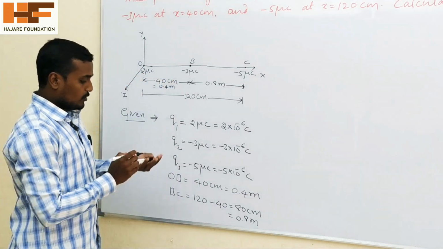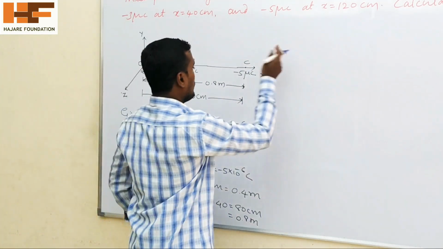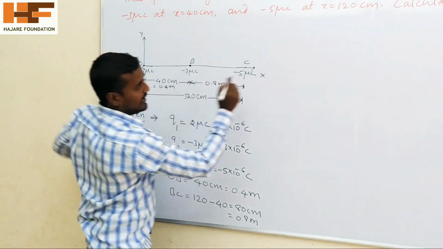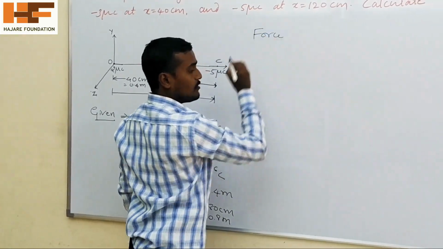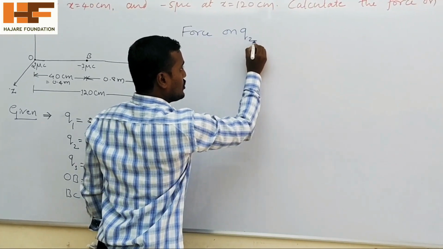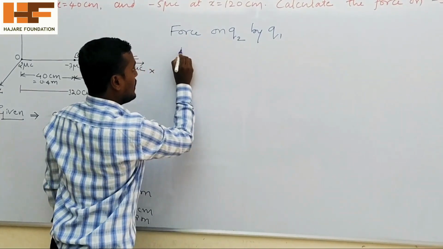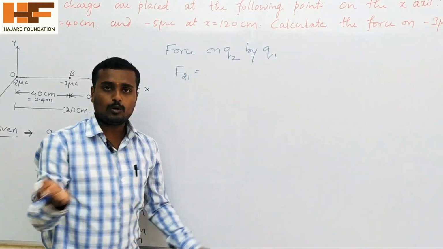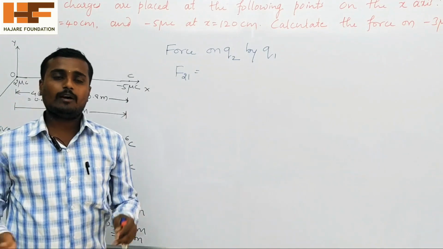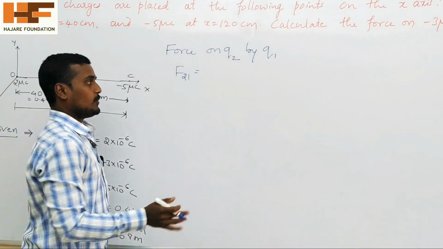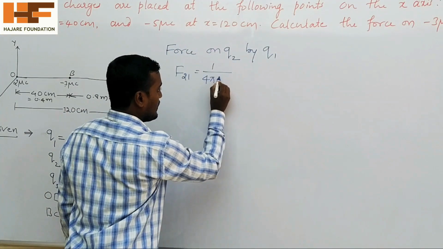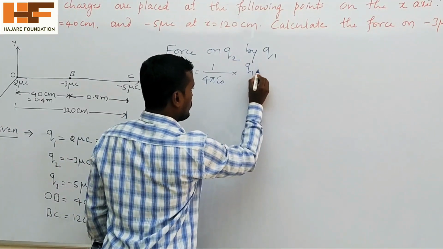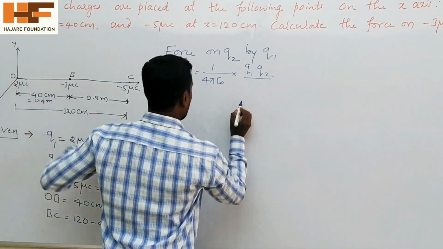Now one by one we have to calculate. The first one, force on Q2 by Q1. How to write this? F21. F21 is equal to, we know the formula according to Coulomb's law. F is equal to 1 by 4 pi epsilon naught into Q1 Q2 divided by R square. Now 1 by 4 pi epsilon naught, Q1 into Q2, the magnitude of the two charges, divided by the distance OB square.